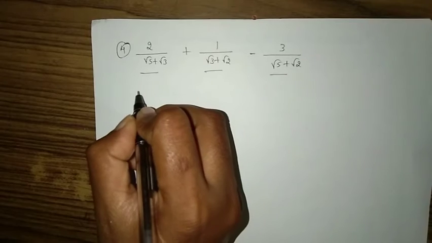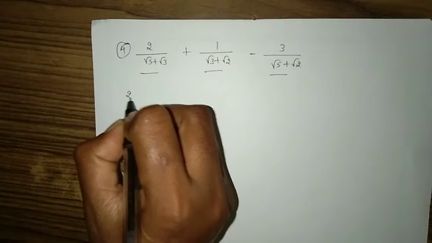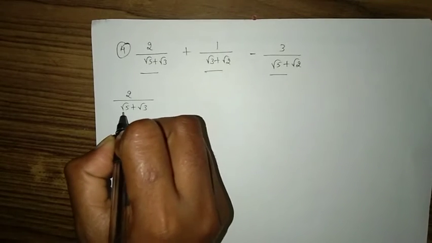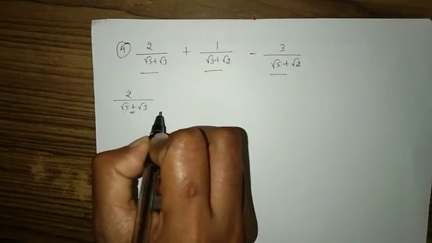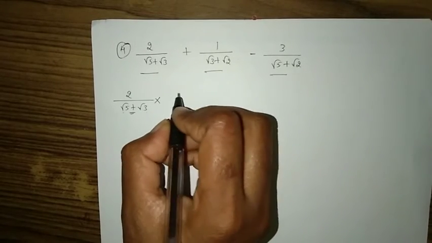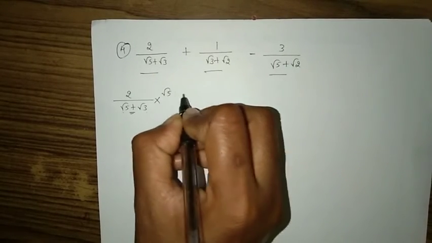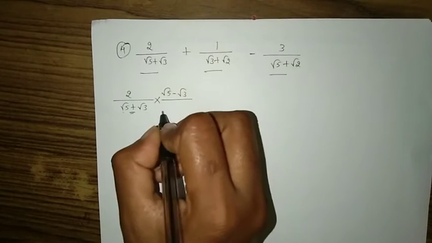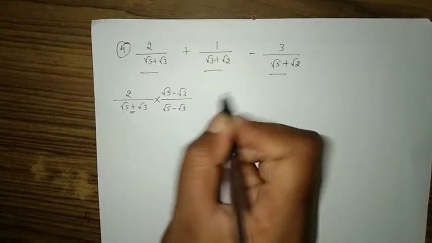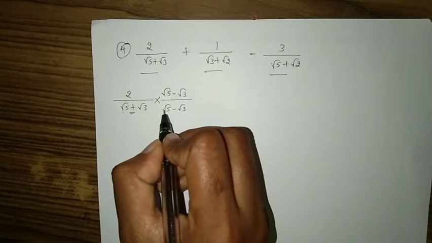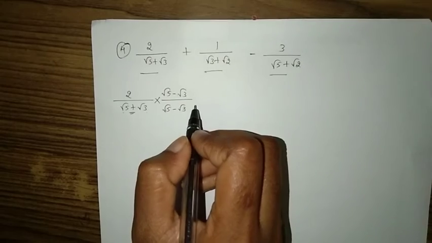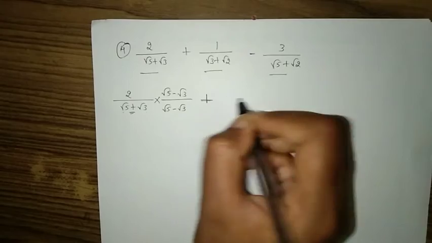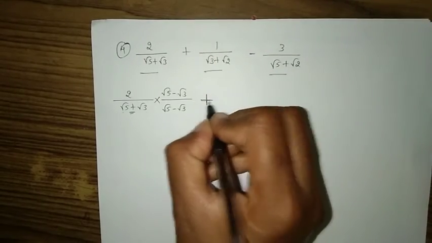So let's take the first term, that is 2 divided by root 5 plus root 3. What we have to do? If they give two terms, we have to change the sign in between them. So multiply the numerator and the denominator by the term with the sign changed. That is root 5 minus root 3, root 5 minus root 3 in both numerator and denominator. Let's do plus, so let's take this term.